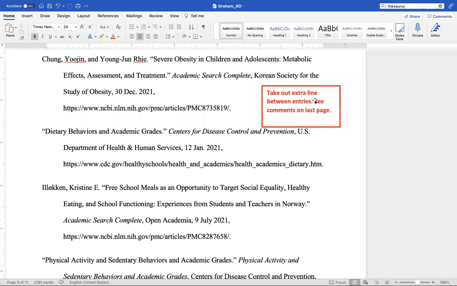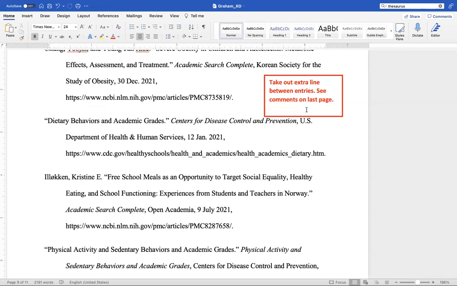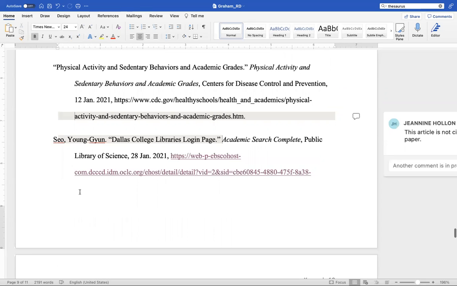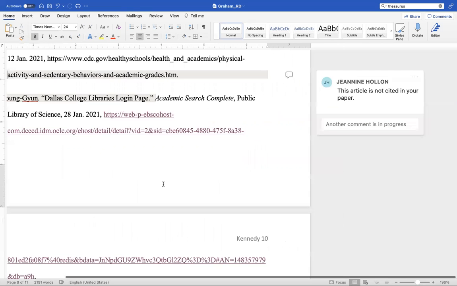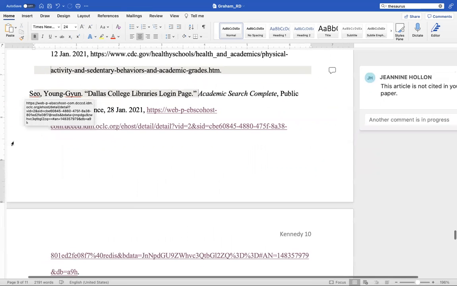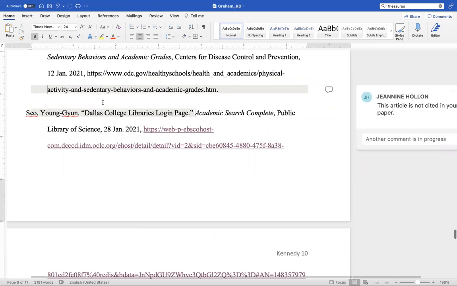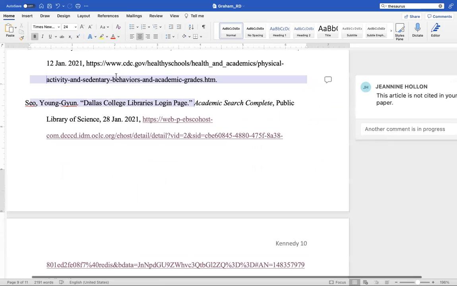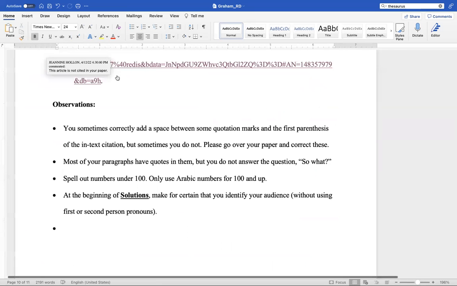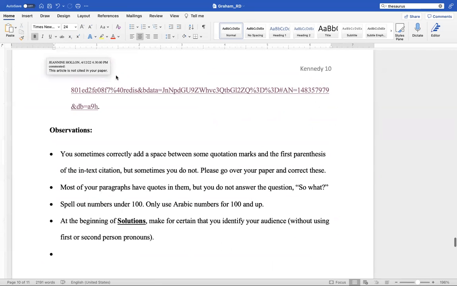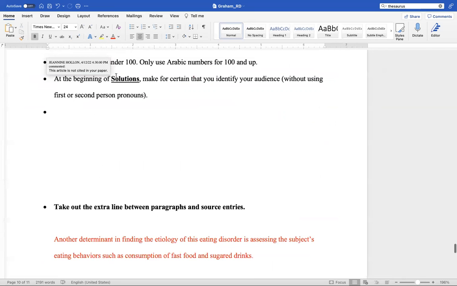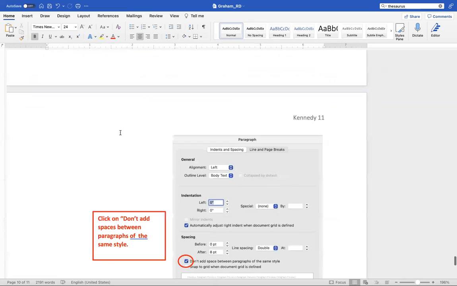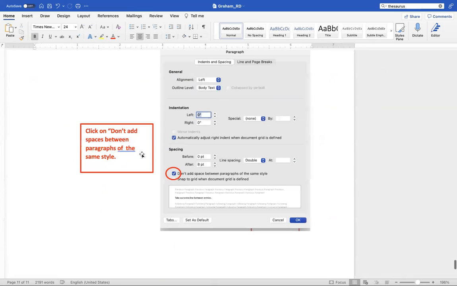Take out the extra line between your entries. If you look at it, you can tell there's an extra line. So what I would do is, let's see, this article is not cited. Okay, yeah, I think that's the one about, I don't know which one. I'll let you read the comments. Okay, but take the extra line out.